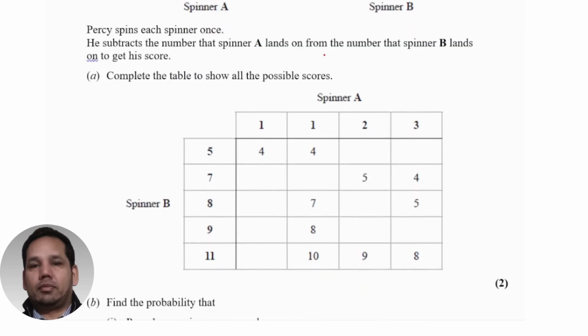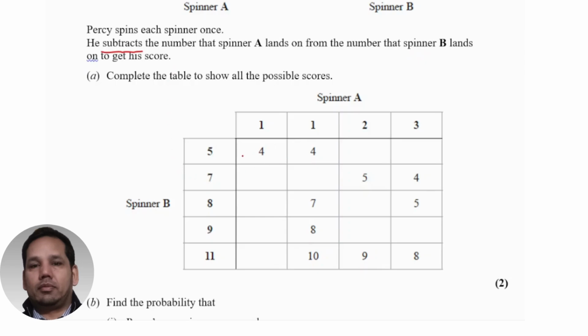So we need to complete the score. So what is the rule? The rule over here is he subtracts the number that spinner A lands on from the number that spinner B lands on to get his score.